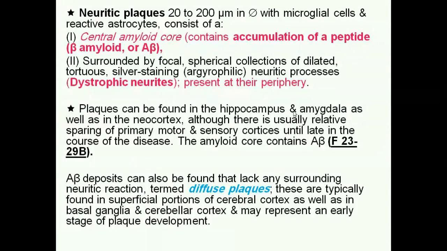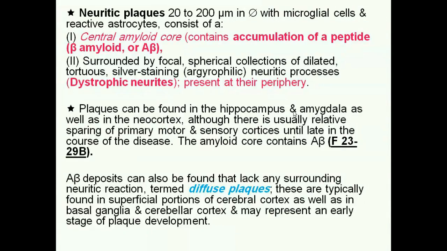Now these A-beta deposits can be found without the periphery, without the dystrophic neurites, and you only see the core by itself, the beta amyloid core. This core is what they call diffuse plaques.